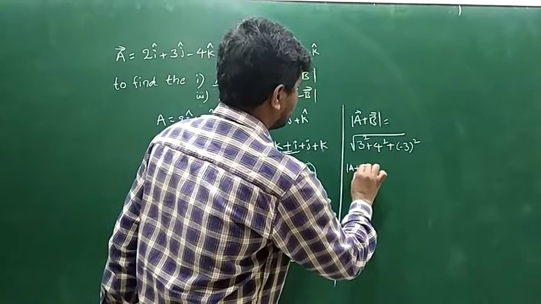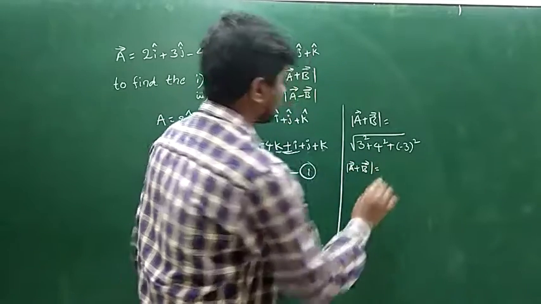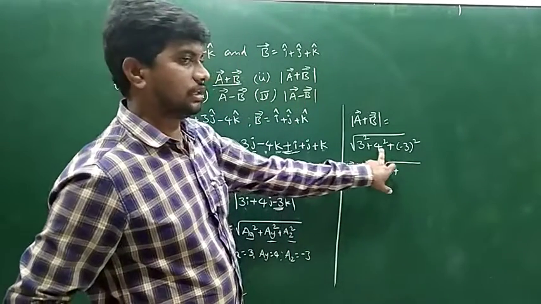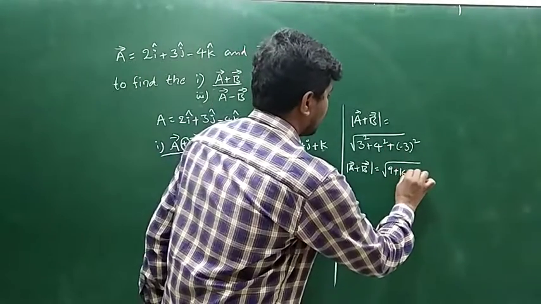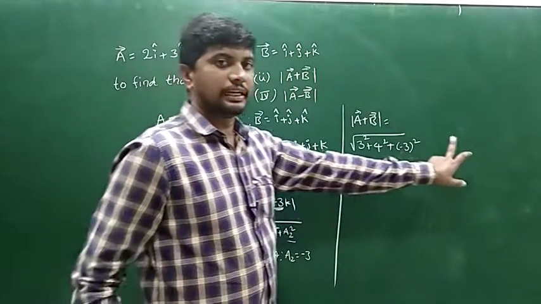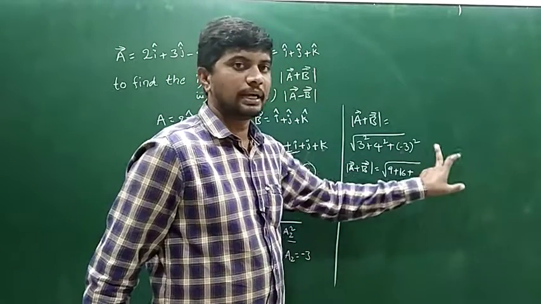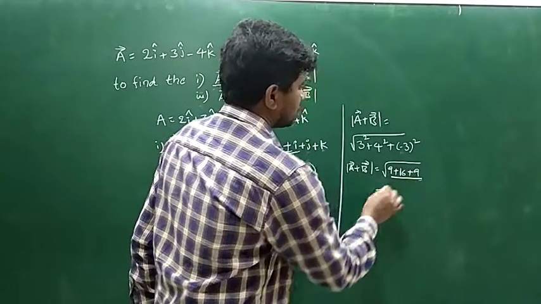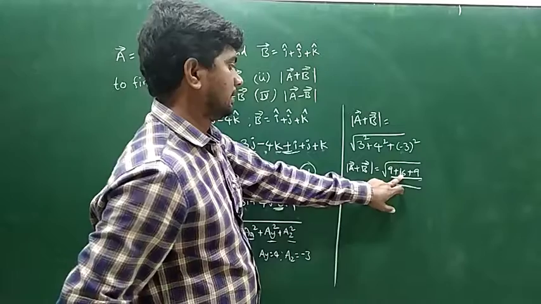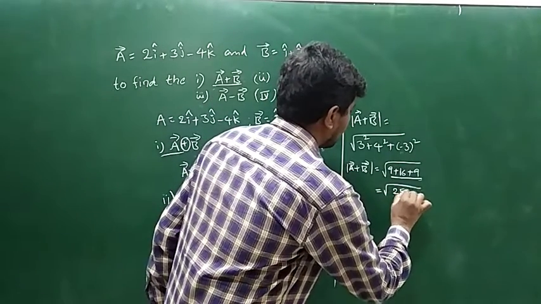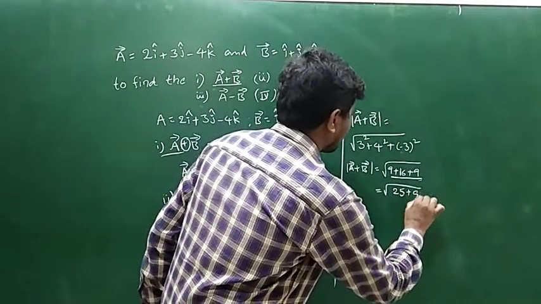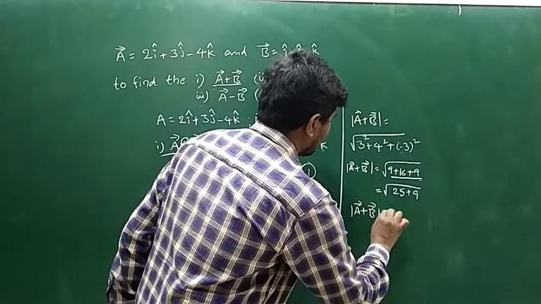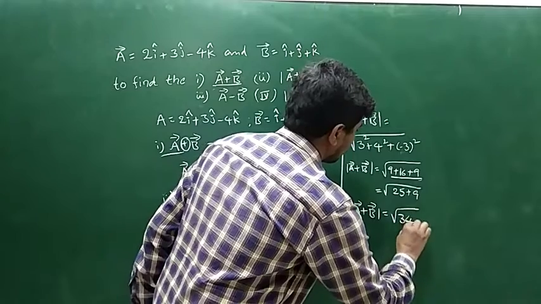Mod a bar plus b bar equals root of 3 whole square, which is 9, plus 4 square, which is 16, 4 into 4 is 16, plus minus 3 whole square, minus 3 into minus 3 is plus 9, minus into minus is plus. So adding 9 plus 16 equals 25, 25 plus 9. Therefore mod a bar plus b bar equals root of 34 units.